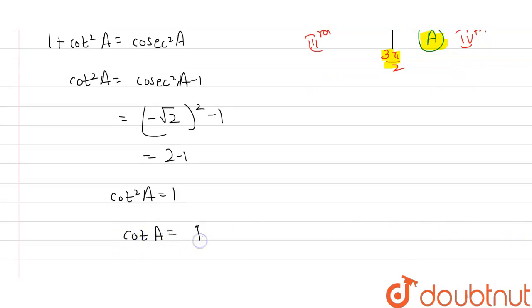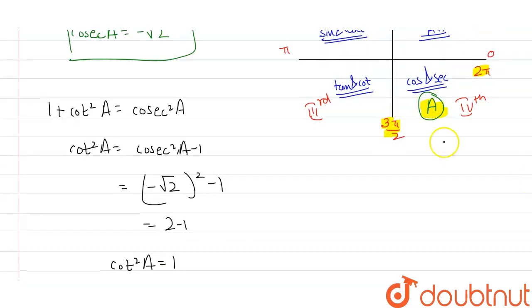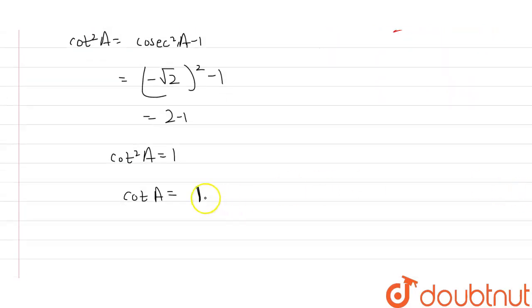should be equals to 1. So now you tell me, is this a positive or negative 1? It says that A is lying in the fourth quadrant, and in the fourth quadrant cot is negative. Exactly, this is negative. So I can say that this is a negative value here. So cot A is negative 1.